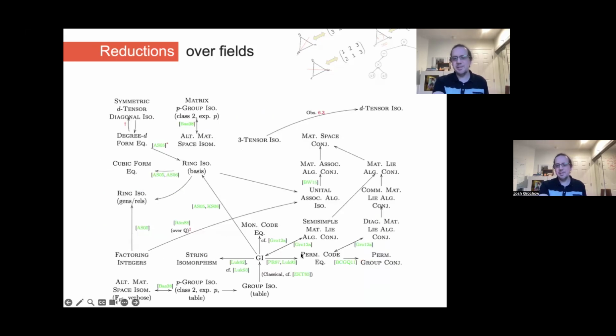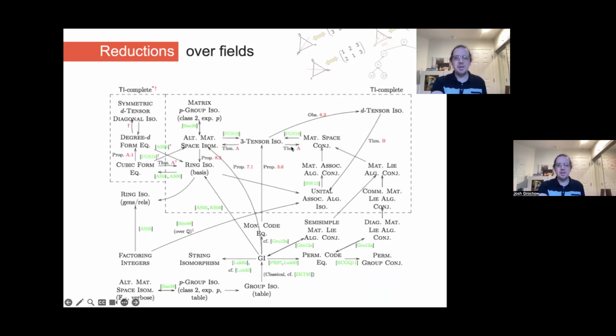Okay, so this is a diagram of a whole bunch of isomorphism problems. I'm not going to go through the whole thing, but just to highlight a few, here's graph isomorphism, group isomorphism in the Cayley table model, 3 tensor isomorphism, D tensor isomorphism, algebra isomorphism. Okay, and what we showed in previous work was that all of these problems, where before we had this whole mess of reductions, were actually all equivalent to one another, and so we called that TI complete.